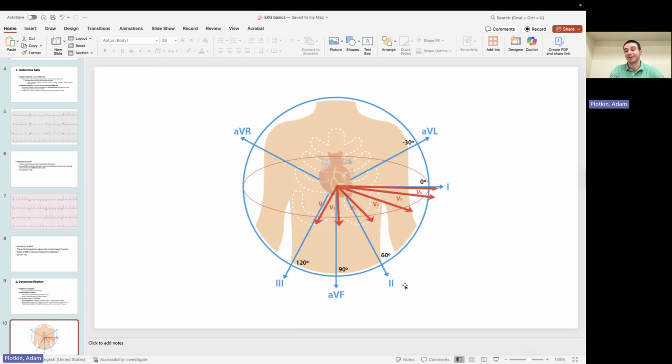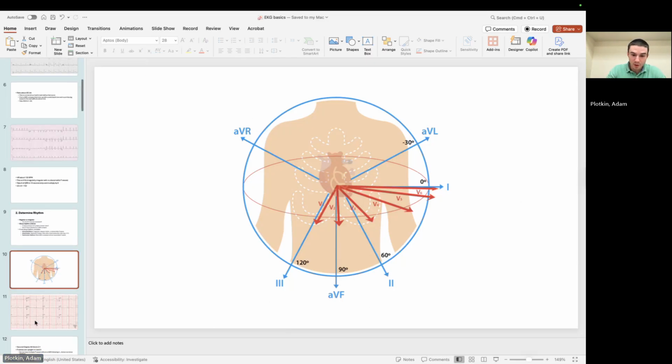So that's going to be moving in the direction of 1 and in the direction of 2. And remember, I told you at the beginning of this lecture, if we're going towards the leads, the peak will be up. It will be upright. Whereas if we're going away from the leads, the peak will be down. I didn't talk about this because it's more of an advanced concept, but AVR would be going away from the signal. The signal starts up here in the SA node, AV node, bundle of His, and then back, and then starts over again. So it's going towards 1, towards 2, but away from AVR. So normally that P wave should be upside down in AVR and upright in 1 and 2.